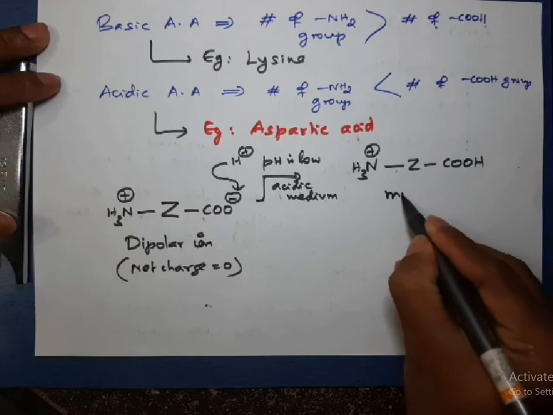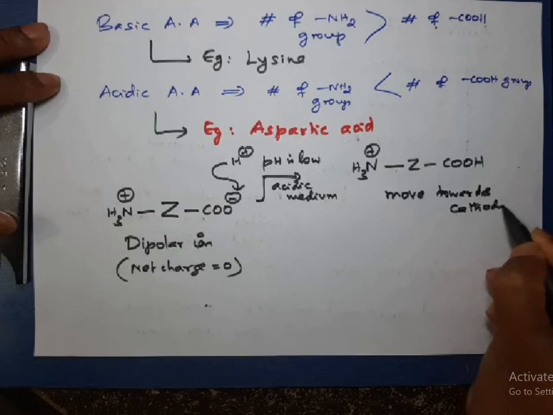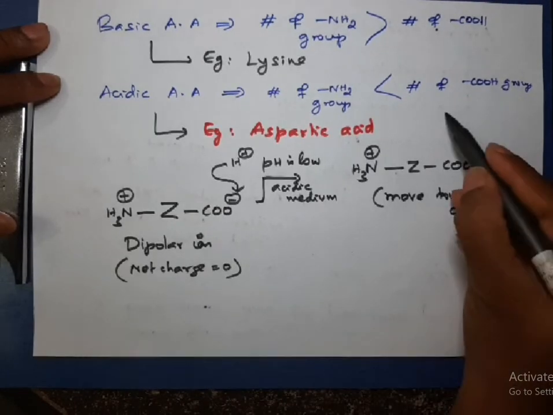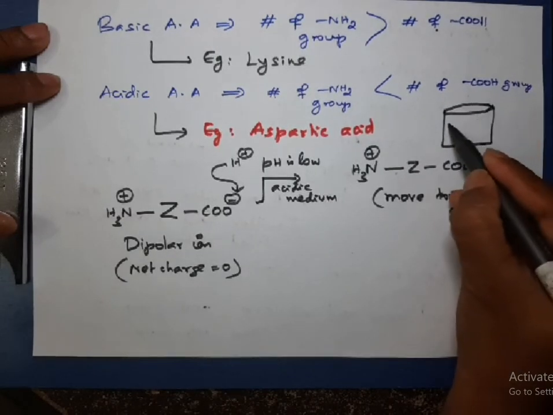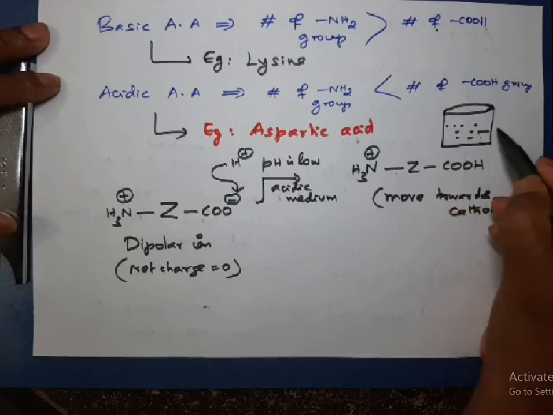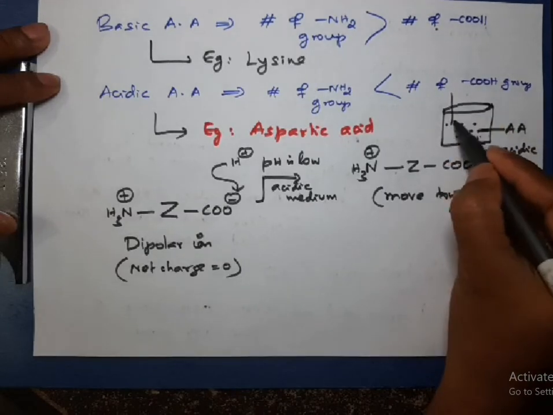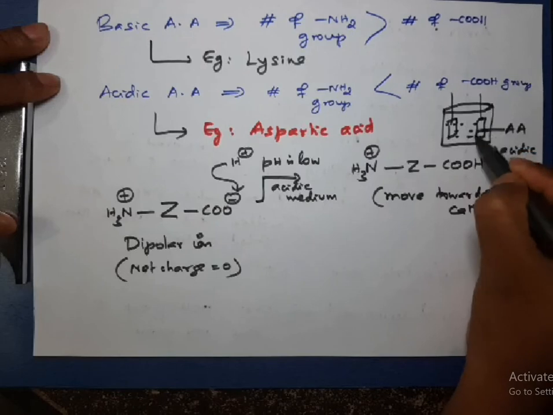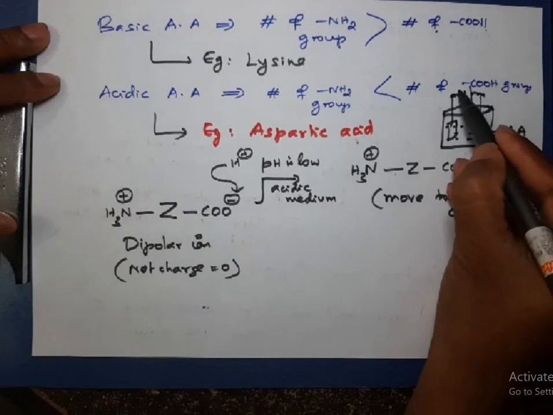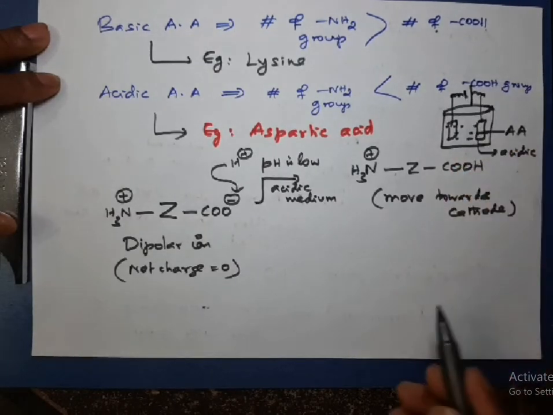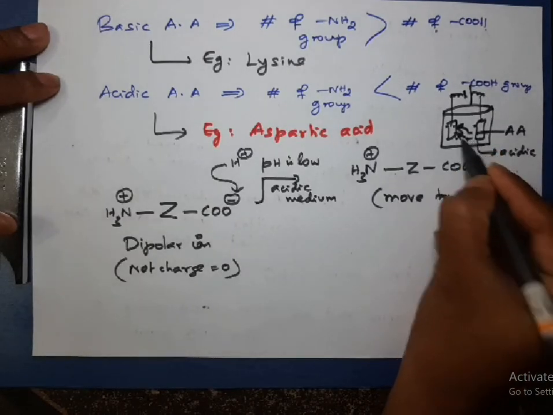It will move towards the cathode because the cathode is negative, you know very well. What is the meaning? Suppose you take amino acid in acidic solution. I place two electrodes. I connect one to the negative terminal of the battery and the other to the positive terminal. The small line indicates negative and the larger one indicates the positive terminal. In acidic medium, amino acids move towards the cathode.